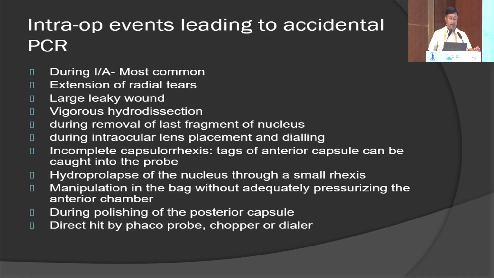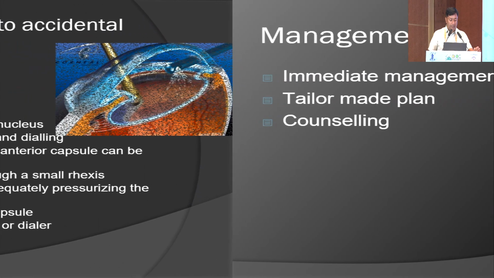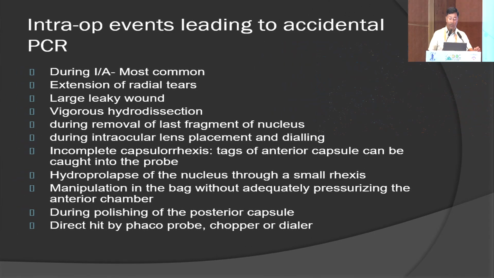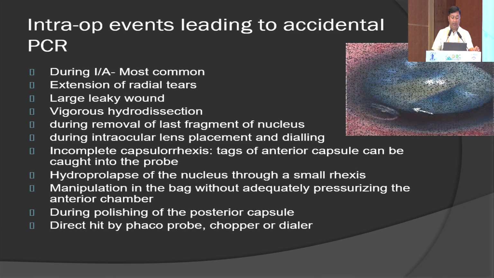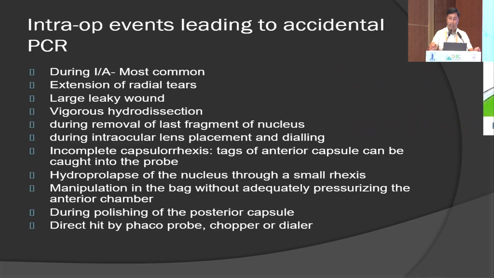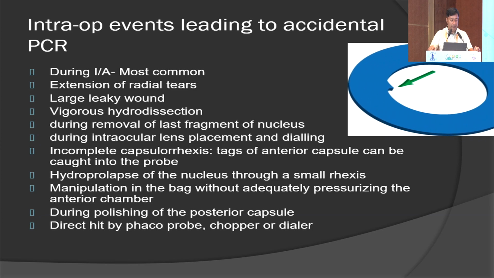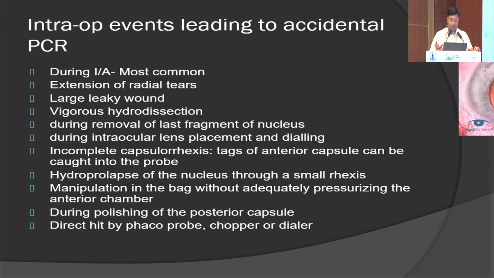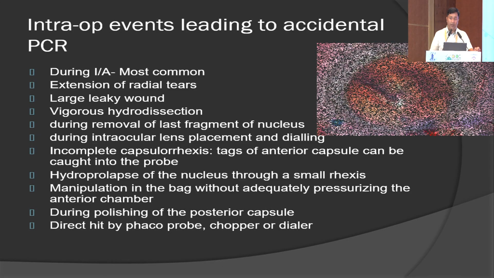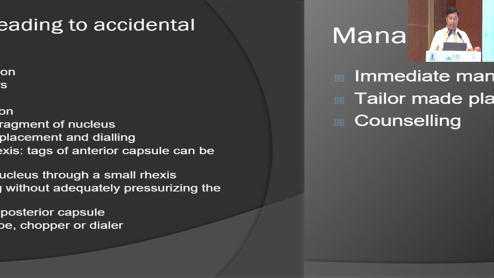So what are the intraoperative events that lead to accidental PCR? Most common is the IA, then extension of the radial tears, large leaky wounds, vigorous hydroresection during removal of the last fragment of nucleus, during intraocular lens placement and dialing, incomplete capsular access in which the tags of the rhexis can be caught and lead to a PCR and extension of the tears beyond the equator. Then hydroprolapse of the nucleus through a small rhexis, manipulation of the bag without adequately pressurizing it, during polishing of the posterior capsule or by direct hit by a phaco probe, chopper or a dialer. So these are the events in which we can have a PCR.